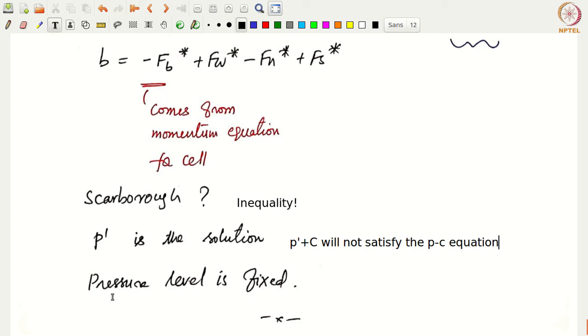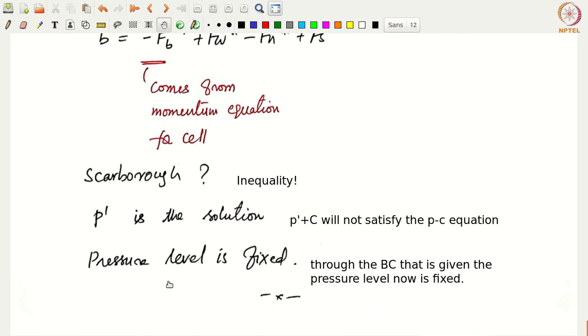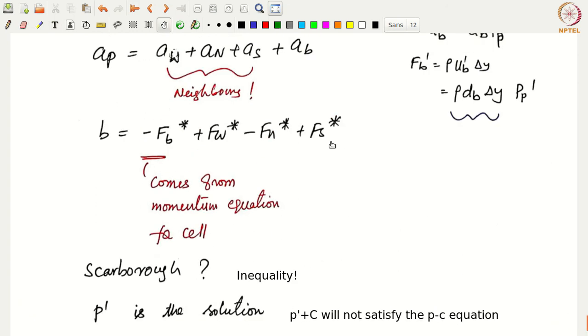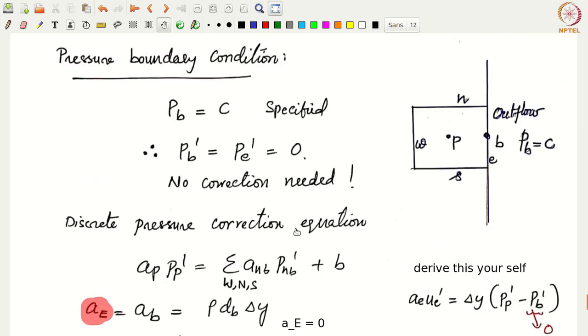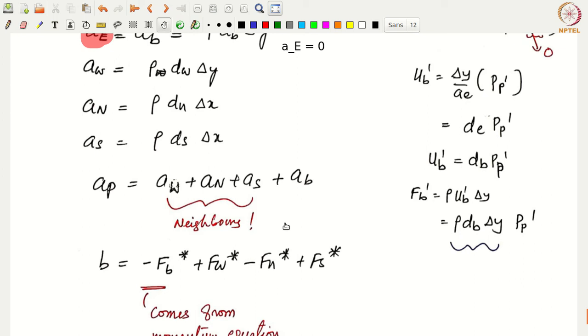As a result, the pressure level is now fixed through the boundary condition that is given. That means you cannot have arbitrary pressure values inside the domain. They are all expressed relative to the given pressure boundary condition. But still it is only the relative pressure that matters, which is not any different. So that is how we apply boundary conditions for pressure and velocity in the pressure correction equation in the solution of the incompressible flow equations using the SIMPLE algorithm.